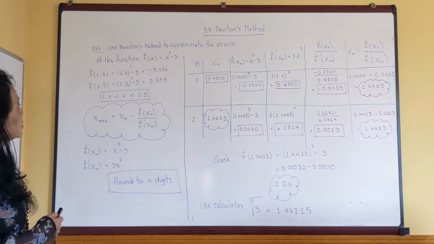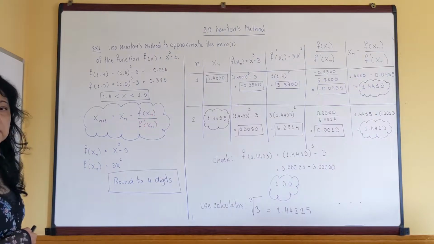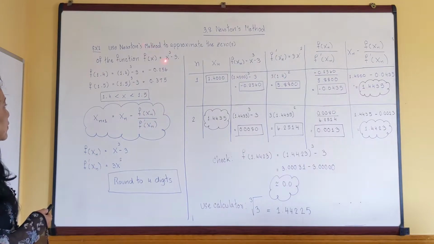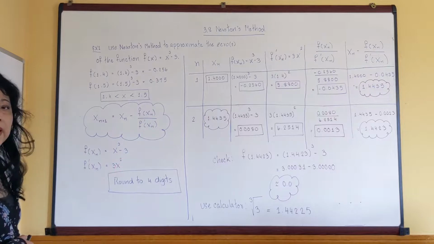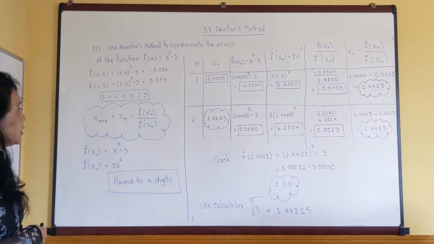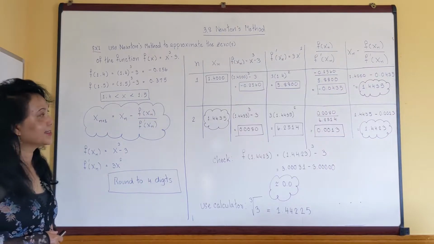Alright, to use Newton's method, you're going to have to use this formula. Look at the formula: f of x sub n, we have that already. This is the equation. And then you need to take the first derivative. The first derivative of x cubed minus 3 is just 3x squared. For this example, I'm just going to round my numbers to 4 digits.